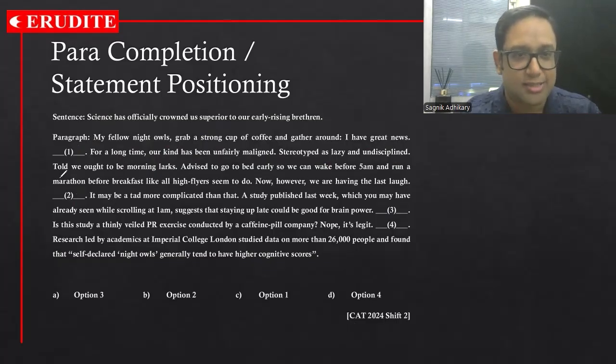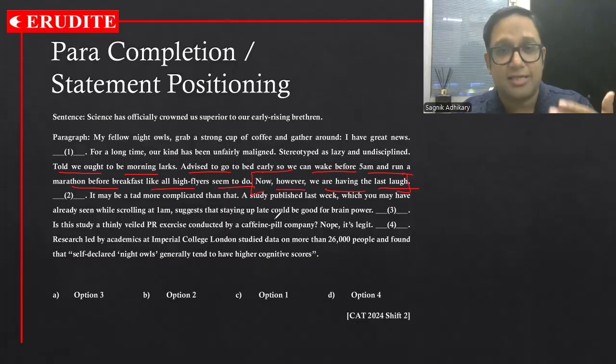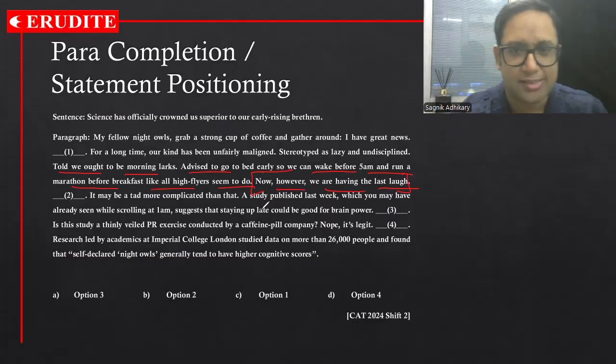Let's talk about that. "Told we ought to be morning larks, advised to go to bed early so we can wake before 5 a.m. and run a marathon before breakfast, like all high flyers seem to do. Now, however, we are having the last laugh." We see here, we are having the last laugh. Who? Night owls, late sleepers, late risers, those who do not sleep early, do not get up early, do not run the marathon, etc.